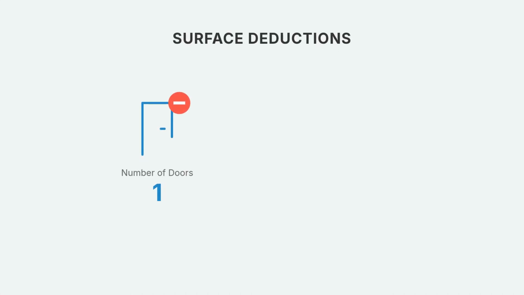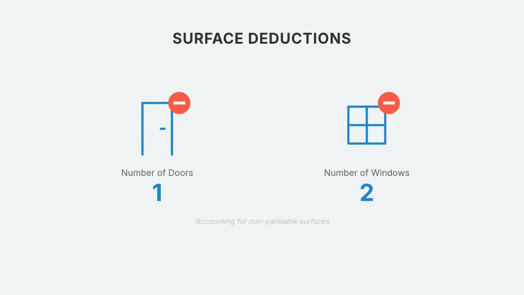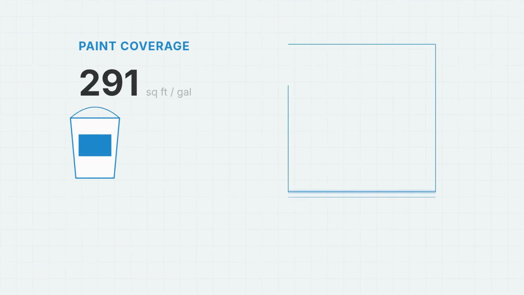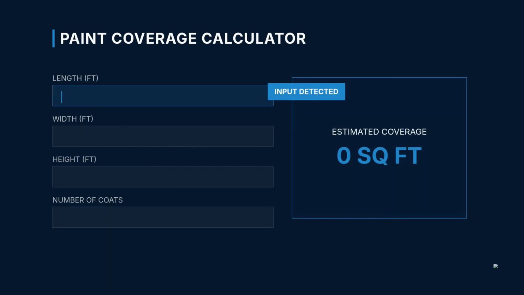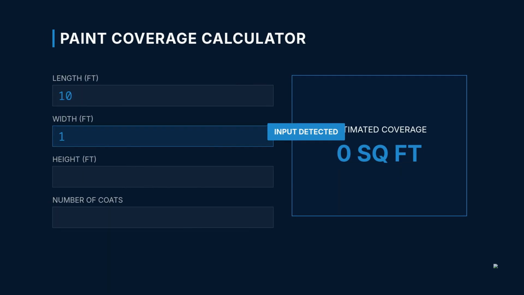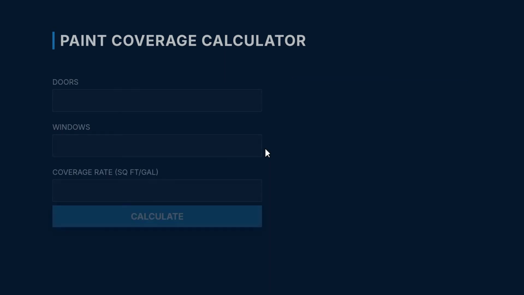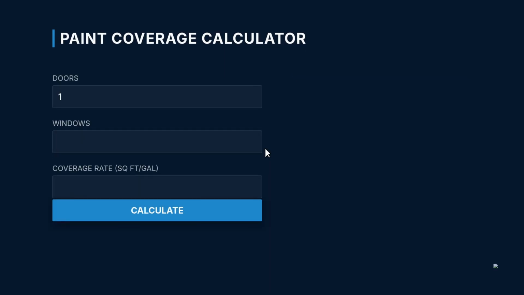Number of doors defaults to 1, and number of windows defaults to 2, accounting for surfaces you won't paint. Paint coverage in square feet per gallon defaults to 350, which is typical for most paints. For our example, I'm using a 10 by 10 foot room with 8-foot walls, 2 coats, 1 door, and 2 windows, with paint coverage at 350 square feet per gallon.